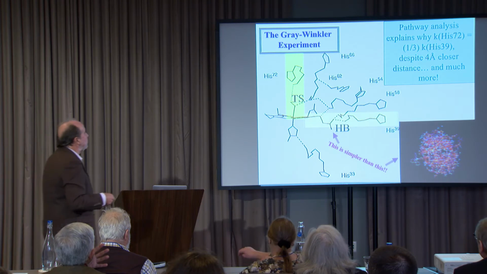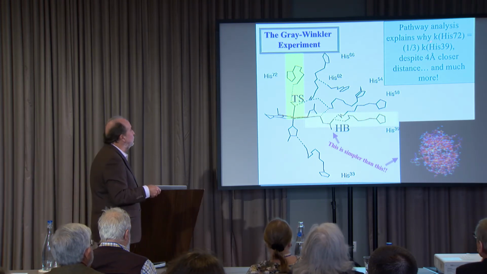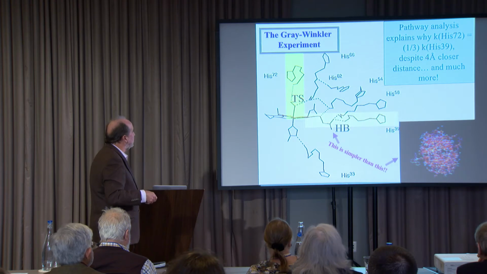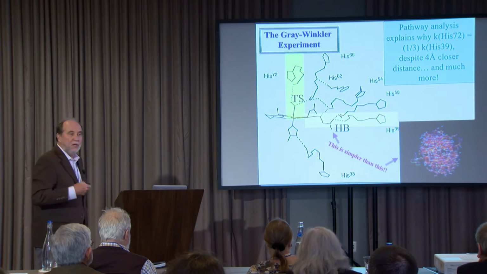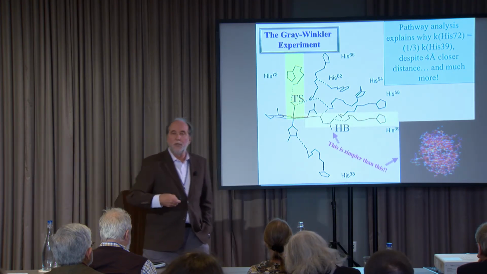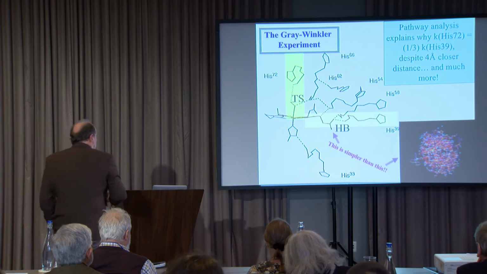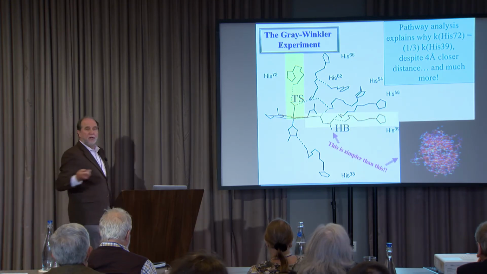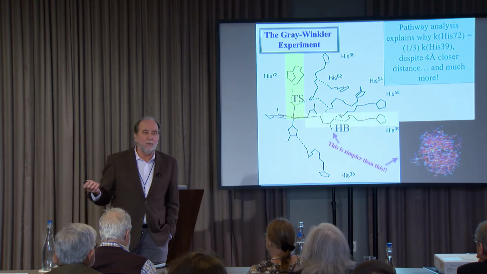And the beauty of this experiment is that the electron transfer at He72 is one third of the electron transfer at He39, even though the distance here is much shorter. So here's a case where the pathway prediction was an effective way of making that prediction. And we did this. At this point, we're very happy about these things. The model works. But what about the fact that I have neglected all this quantum mechanics?